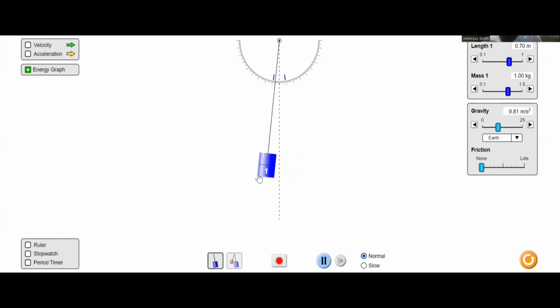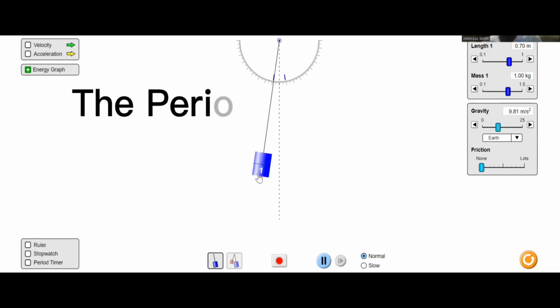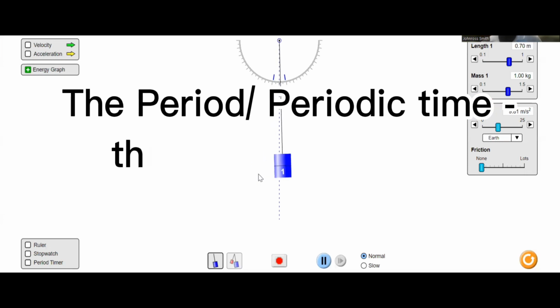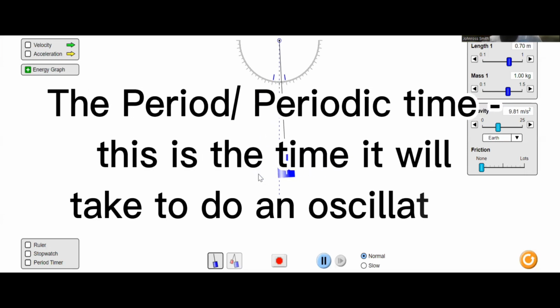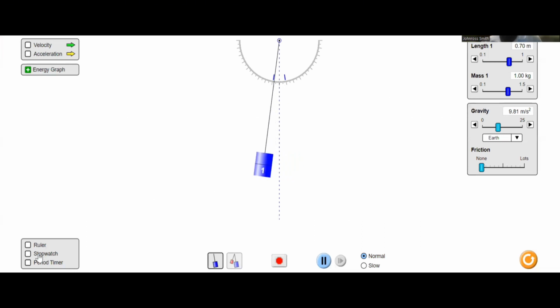The next term that we note is the period, or the periodic time. This is the time it takes to do one oscillation. So if we get a stopwatch here, start when it's on the left and stop when it reaches back to the left, this 1.57 seconds will be the periodic time for this specific length.